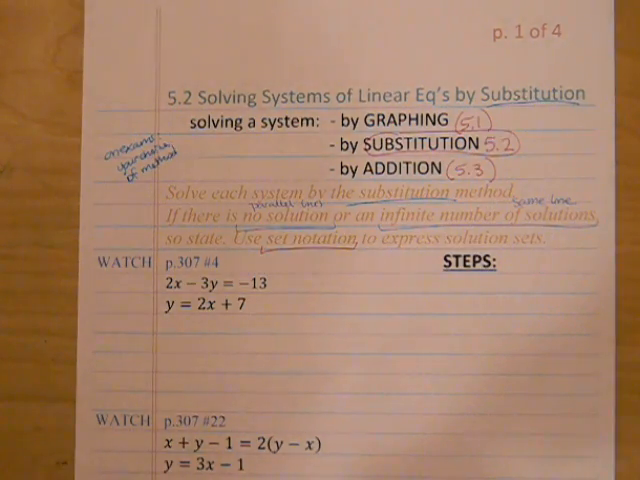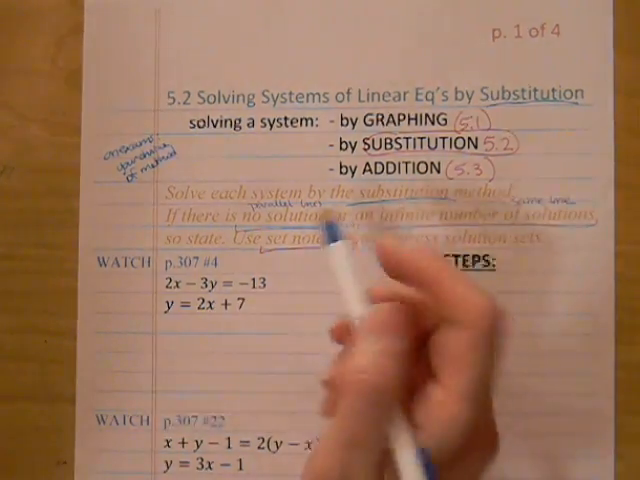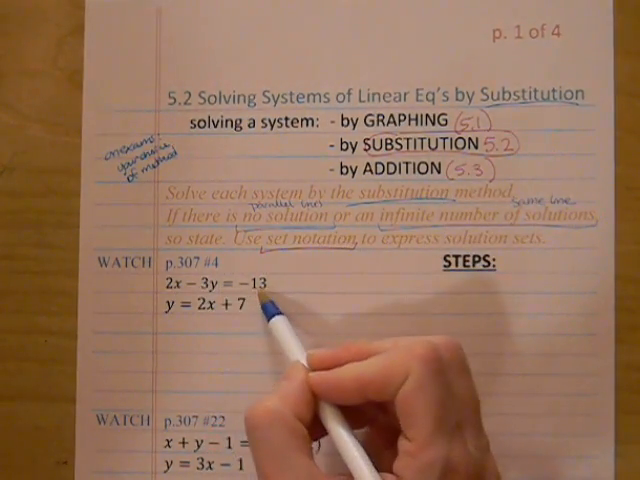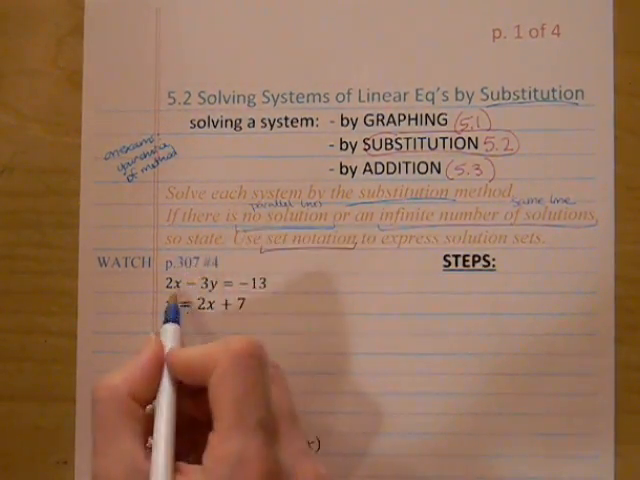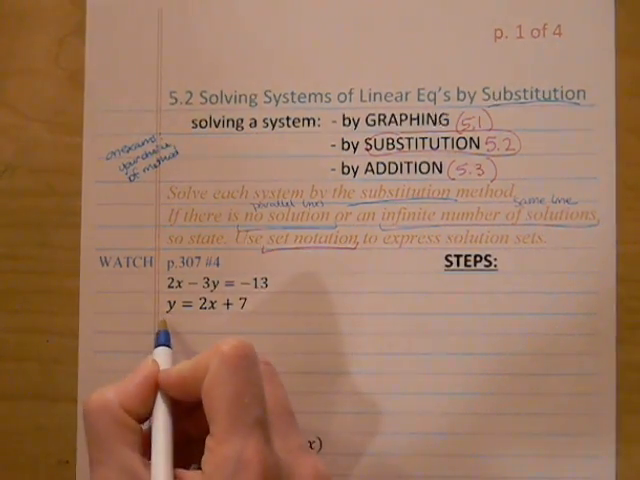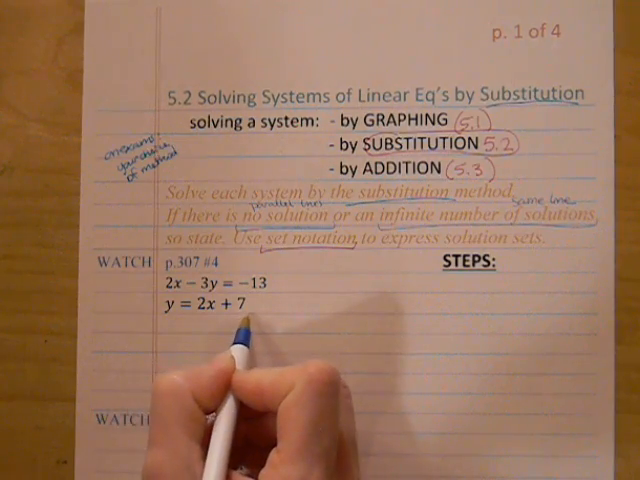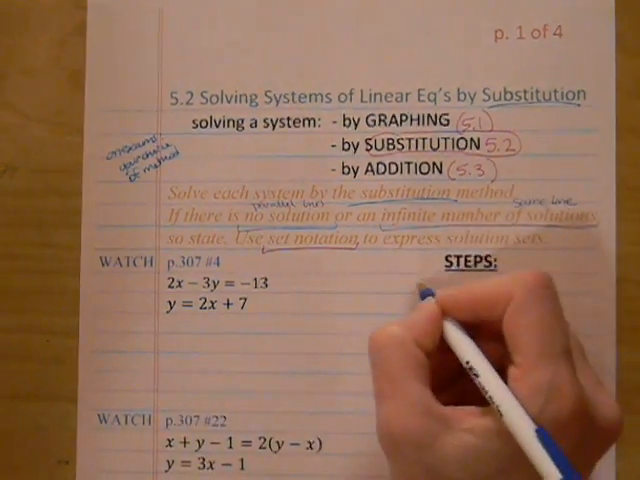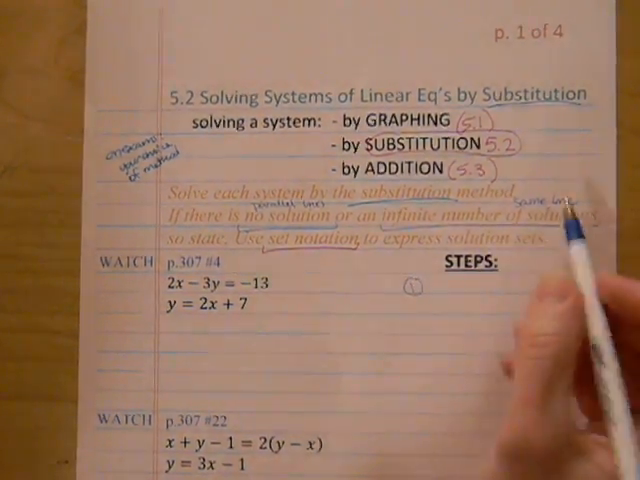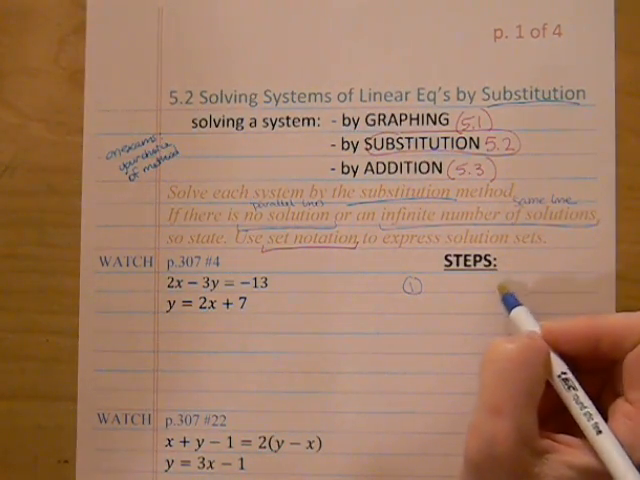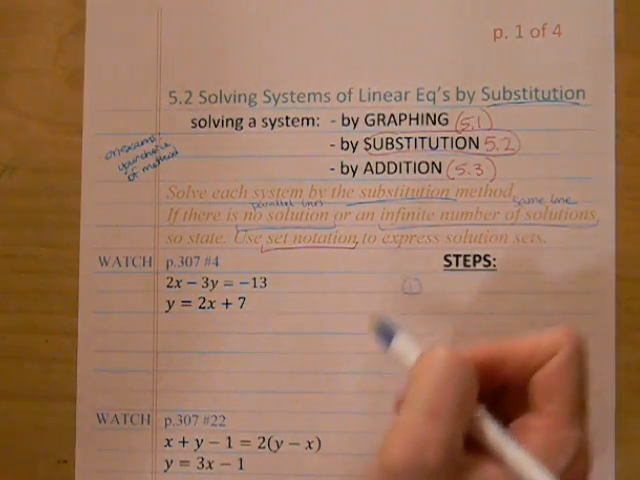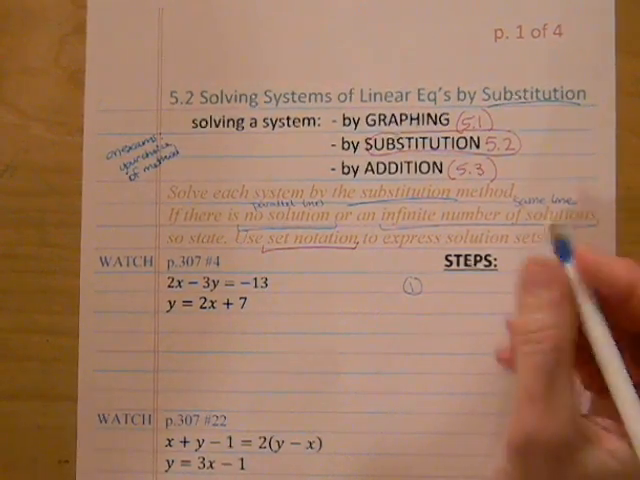First example, number 4 from page 307. The two equations are 2x minus 3y equals negative 13. And this is in standard form. Second equation is y equals 2x plus 7, and it's in slope-intercept form. And let's look at the steps of how we would solve a system using substitution. Then we'll apply each of those steps as we go through this example.